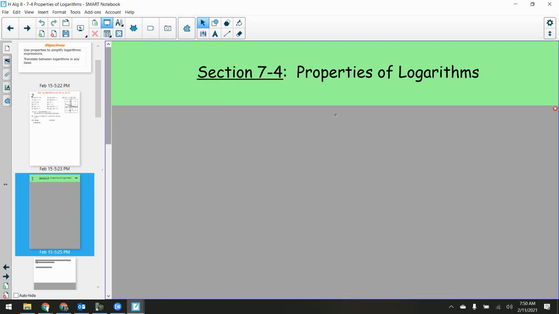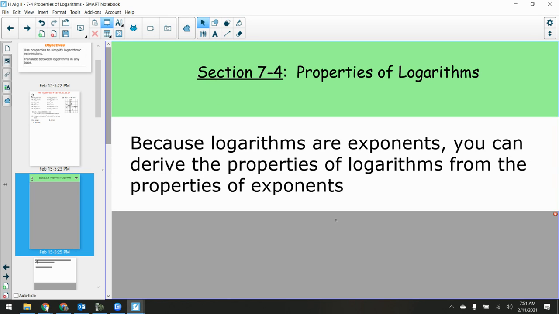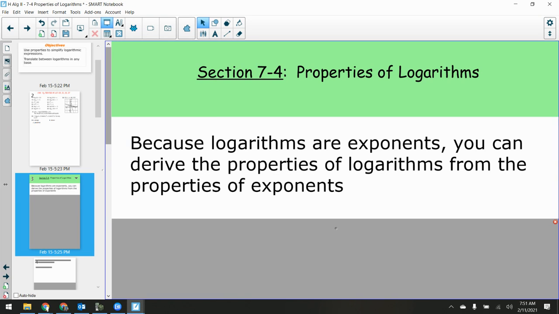What we're going to do today is think about how we work with logarithms, how we manipulate logarithms. This is all the properties of logarithms. Now, because the logarithm is an exponent, we learned that by definition. Yesterday we learned that a logarithm is an exponent. I had us underline the word "is." Because logarithms are exponents, you can derive the properties of logarithms from the properties of exponents.